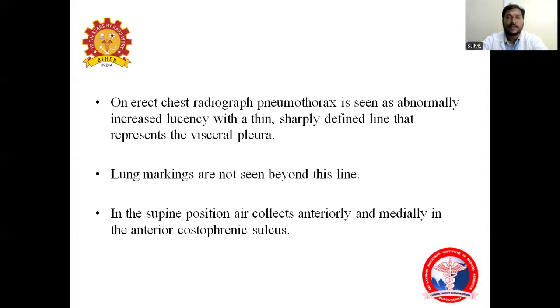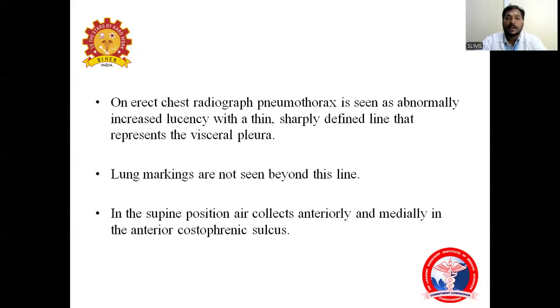On erect chest radiography, pneumothorax is seen as abnormally increased lucency with a thin, sharply defined line that represents the visceral pleura. Lung markings are not seen beyond this line. This is the most important thing in identification of pneumothorax. We won't be able to see any bronchial markings or lung markings.